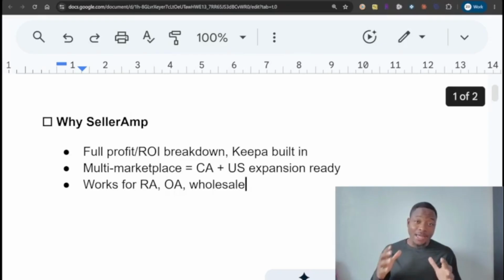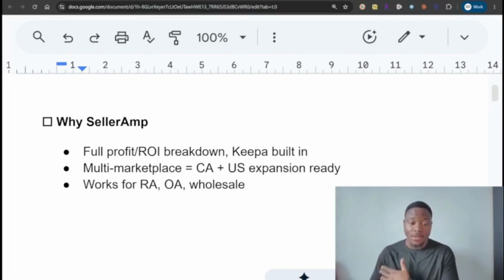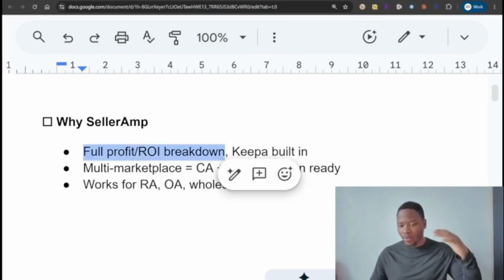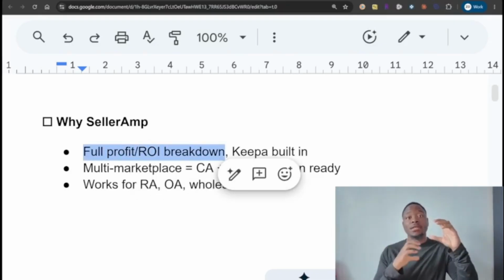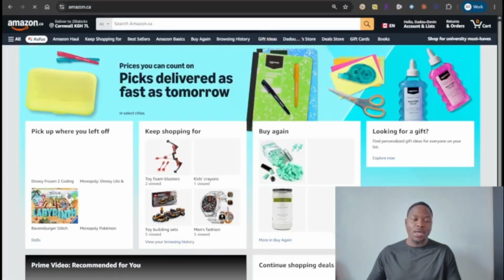Now, the question that I've been asked the most is why SellerAmp? Why have you been using SellerAmp this whole time and not switched to another software to help you find profitable products in Canada? The reason is very simple: it actually gives you a full profit and ROI breakdown, and Keepa is built into it. So what this means is whenever you're looking at a product, let me go to Amazon.ca.